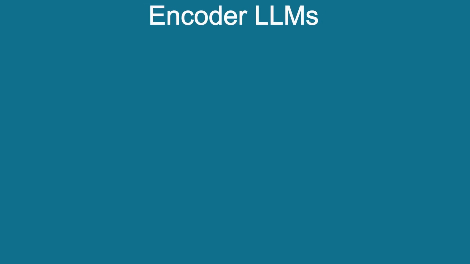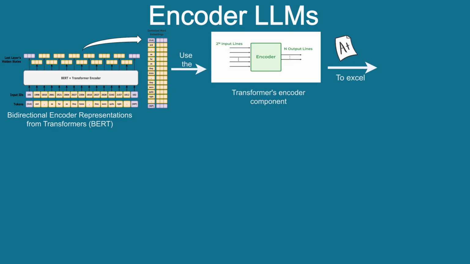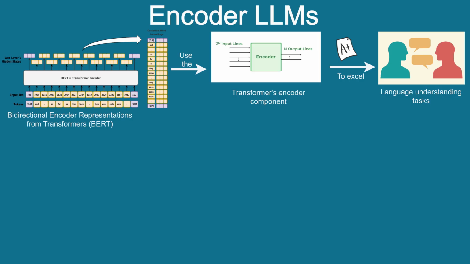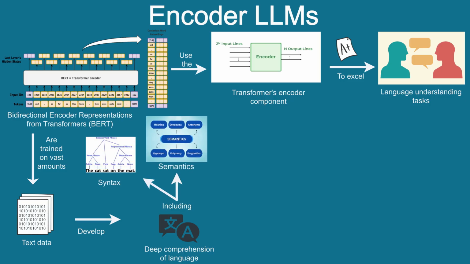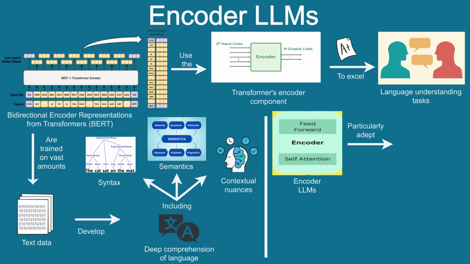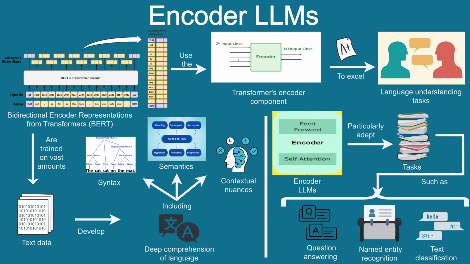Encoder LLMs. Encoder LLMs, such as Bidirectional Encoder Representations from Transformers, or BERT, use the transformer's encoder component to excel at language understanding tasks. These models are trained on vast amounts of text data, so they can develop a deep comprehension of language, including its syntax, semantics, and contextual nuances. Encoder LLMs are particularly adept at tasks such as text classification, named entity recognition, and question answering.